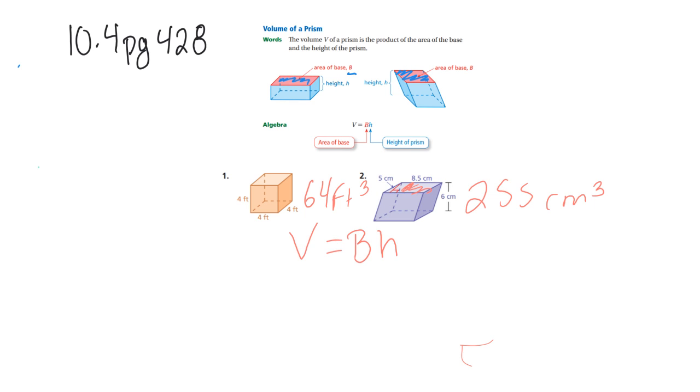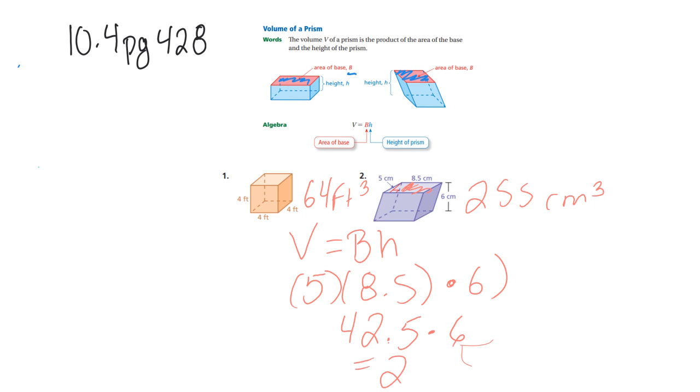That's the area of the base times the height. So that's going to be 5 times 8.5, and multiply that by the height, which is 6. 5 times 8.5 is 42.5. Multiply that by 6, and that's where you're going to get your 255. And remember, since it's volume, we want our unit cubed. There you go. Now we're going to move on to triangular prisms.